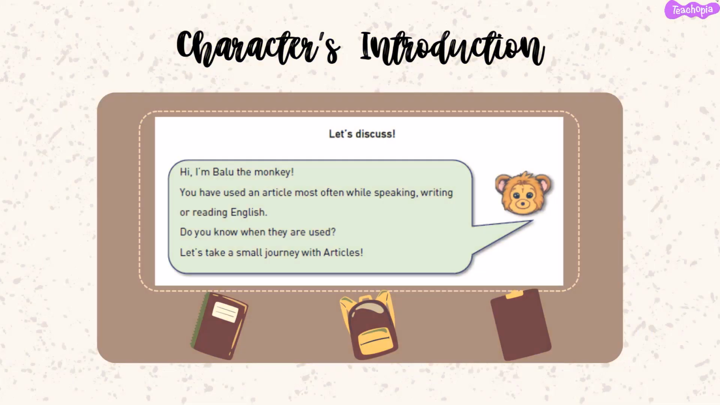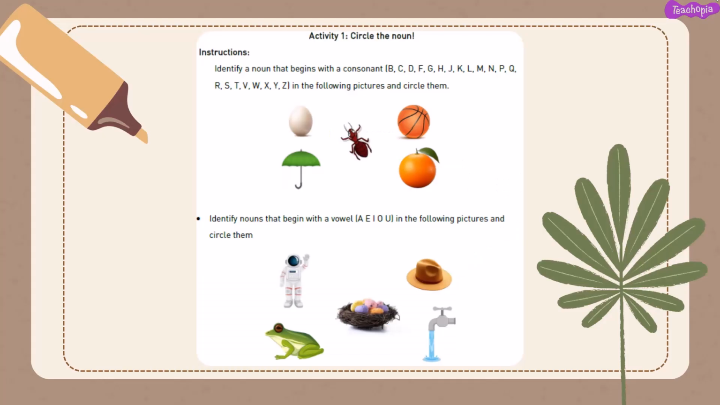Next, the character who will be interacting with the learners throughout the document is introduced. In this case, it's Balu the monkey. Balu the monkey comes into the picture while asking the children or the learners to do certain things and instructs them. As in, here, he asks them to see why articles are used. Once this question is asked, he takes them on a journey of understanding articles.